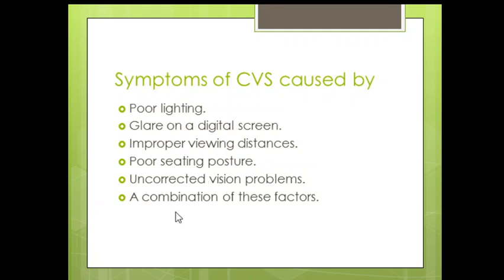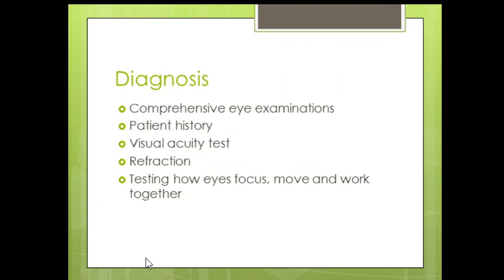Uncorrected vision problems. If you have some kind of refractive error and you're not using spectacles to correct it, and directly use your devices, that can obviously lead to vision problems, and that comes under computer vision syndrome. So a combination of all these factors causes computer vision syndrome: poor lighting, glares on the screen, improper viewing distance, poor sitting postures, and uncorrected vision issues.